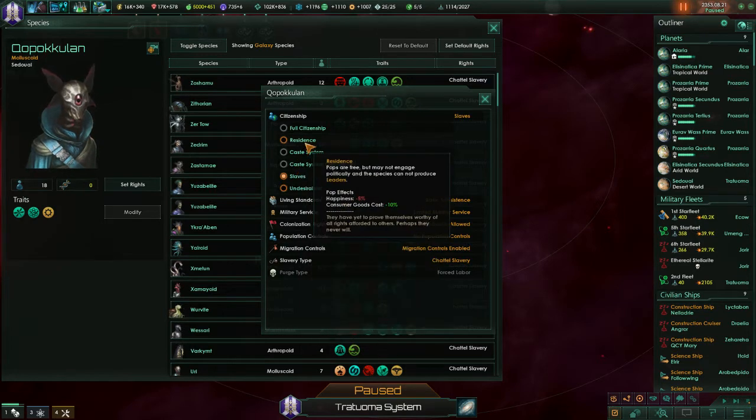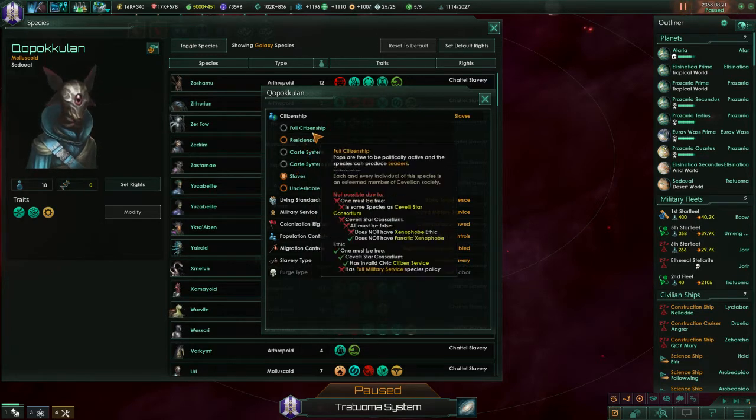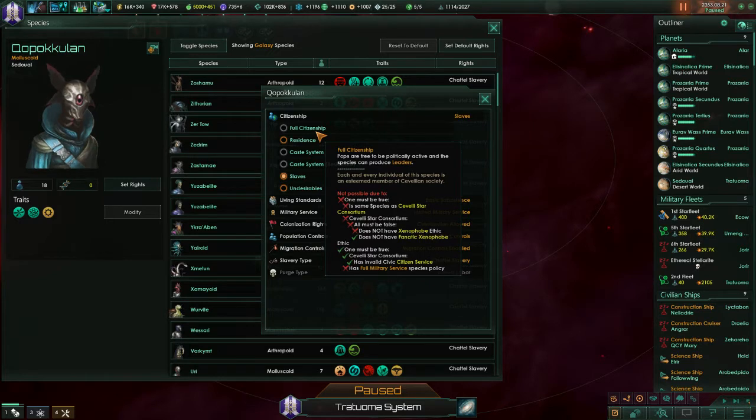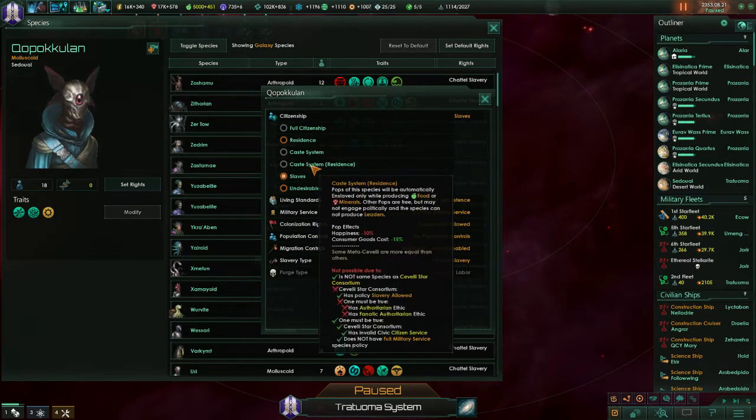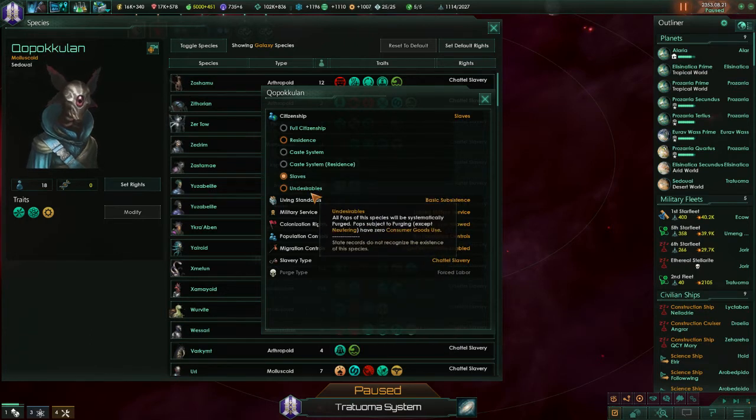And the other thing I can do is give them residence. But I can't give them full citizenship because I am, let me see, I should be xenophobic. See, it does not have the xenophobe ethic, so I cannot give them full citizenship. But I could give them a residence. So this is a way to do it. Or I can say they're undesirables, which is what genocidal is.